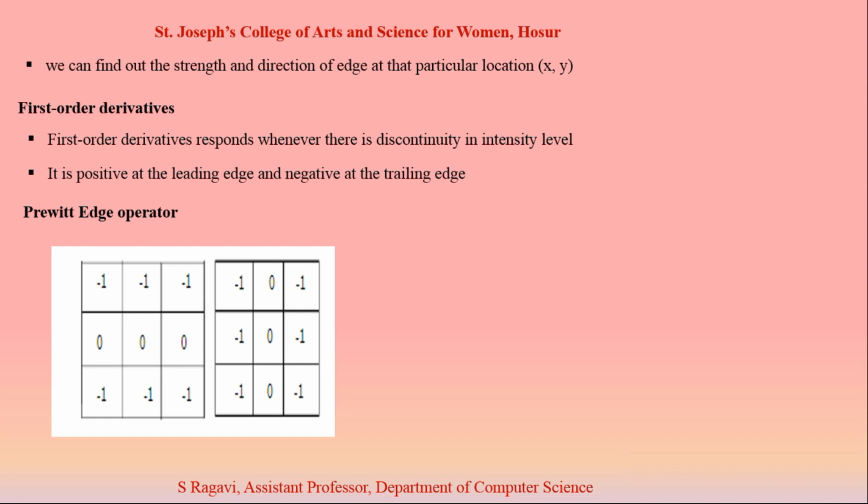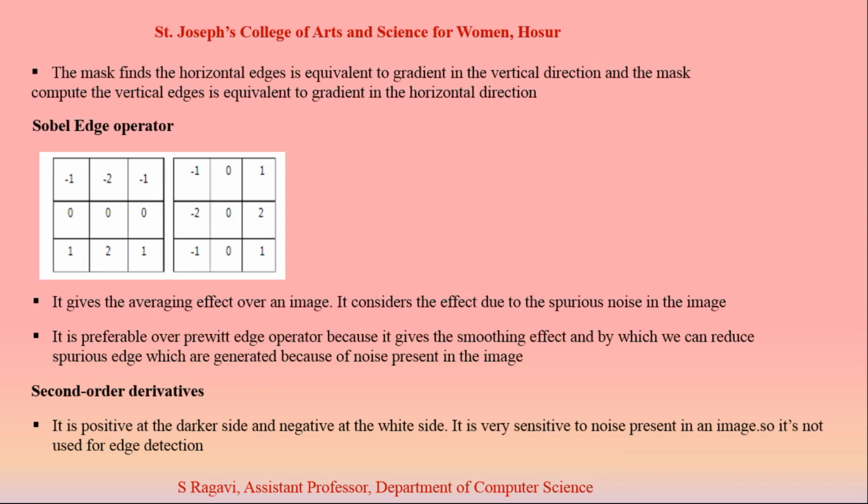We can find out the strength and direction of the edge at a particular location x, y. Next, let us see about the first order derivatives. A first order derivative responds when there is discontinuity in an intensity level. It is positive at the leading edge and negative at the trailing edge. The first order derivatives include some operators. The first one is the Prewitt edge operator. This helps us to find the horizontal edge that is equivalent to a gradient in the vertical direction, and the mask that computes the vertical edges that is equivalent to the gradient in the horizontal direction.